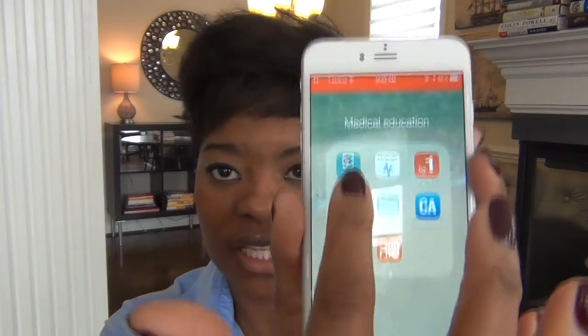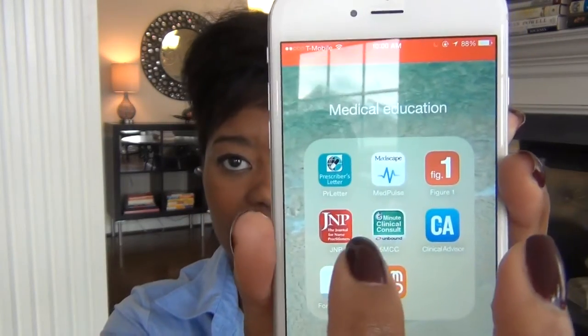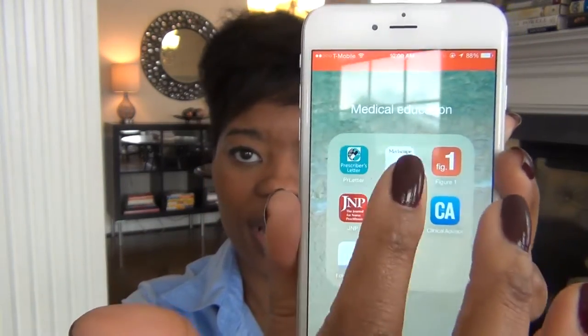I'm on the fence about Prescriber's Letter. I don't know. I like having the app because there's some little free things they'll let you read, but I haven't really paid for it yet. And you guys can kind of tell me what you think about Prescriber's Letter, because I don't know. Tell me what you guys think about that. I'm on the fence about it.